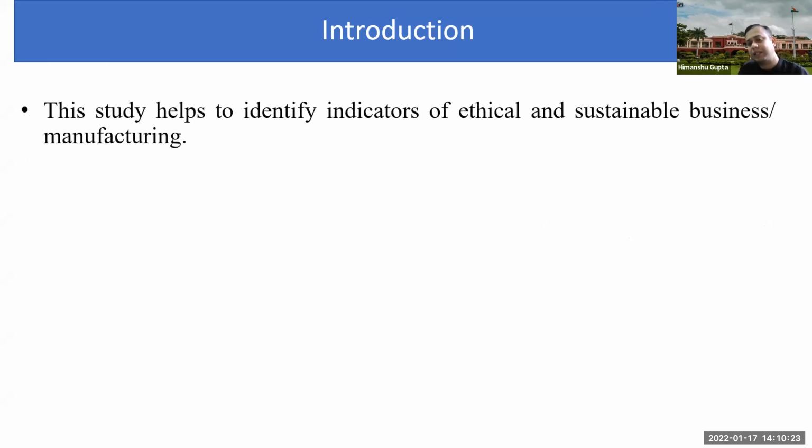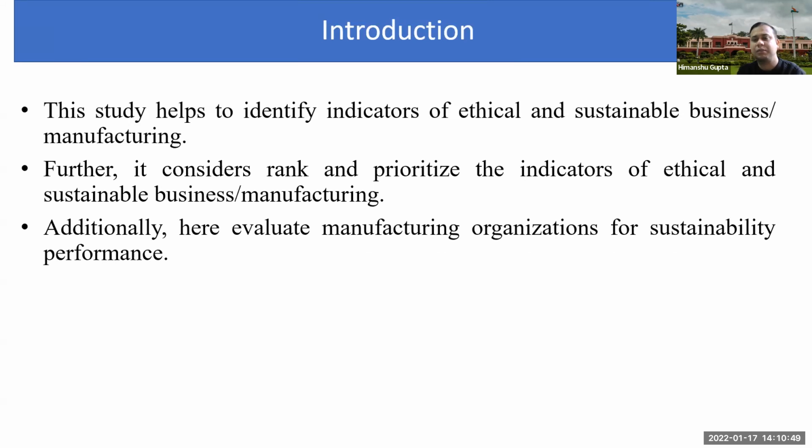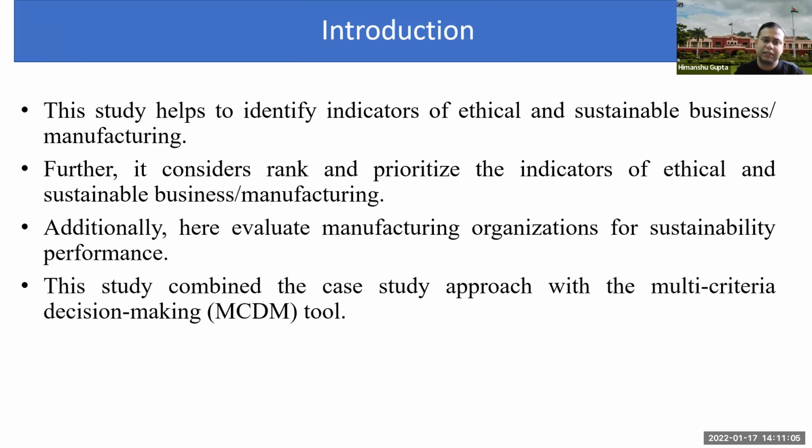Considering these three aspects in mind, circular economy, Industry 4.0, and cleaner production, the first thing is to identify these things and develop a framework. Then our objective is to rank and prioritize those indicators of ethical, sustainable business manufacturing. Apart from that, we also ranked certain manufacturing organizations on the basis of these indicators, but we'll be focusing more on developing the framework and ranking here. For this case study, we used a multi-criteria decision-making approach for ranking, and the indicators have been identified through literature review and various rounds of discussions with experts.